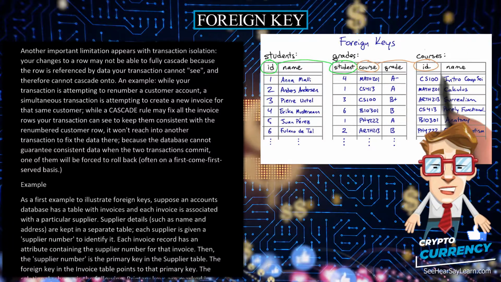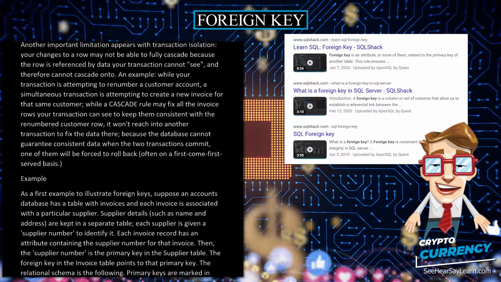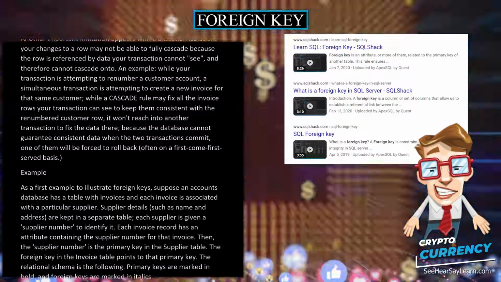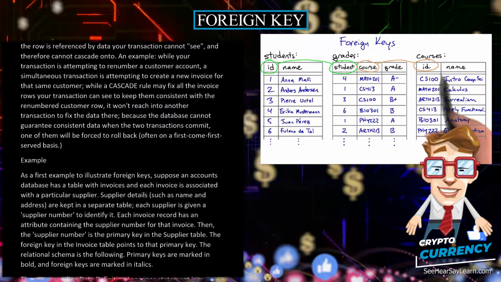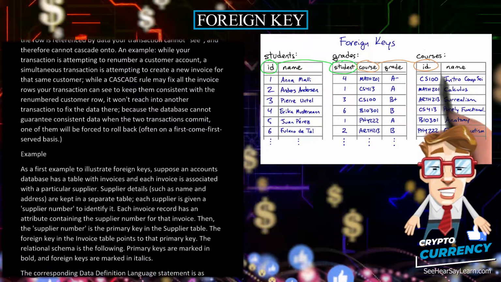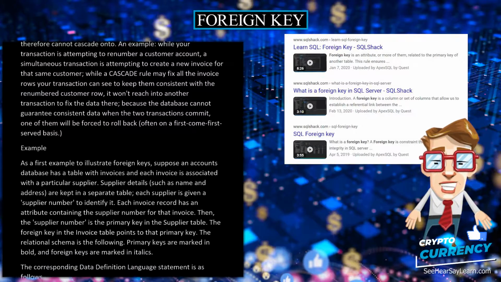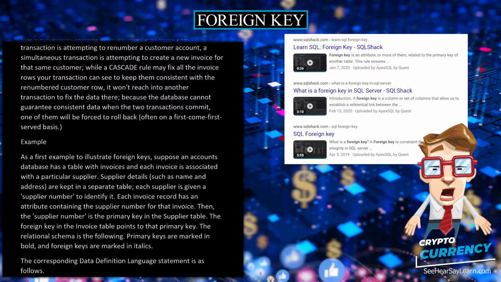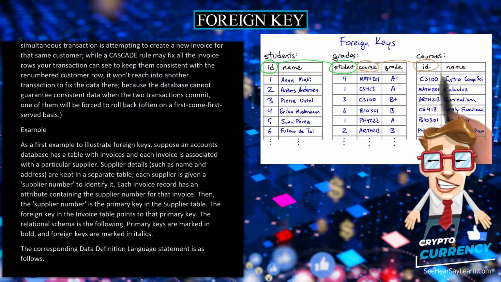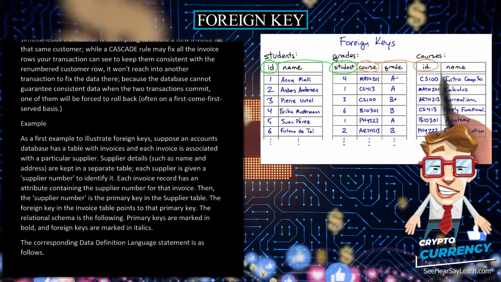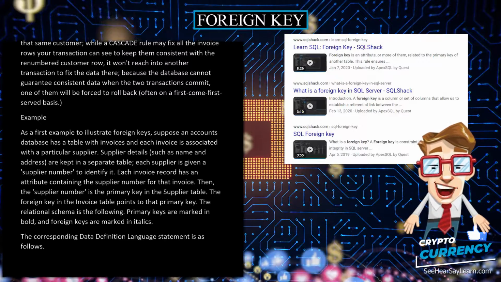Example. As a first example to illustrate foreign keys, suppose an accounts database has a table with invoices and each invoice is associated with a particular supplier. Supplier details, such as name and address, are kept in a separate table. Each supplier is given a supplier number to identify it. Each invoice record has an attribute containing the supplier number for that invoice.